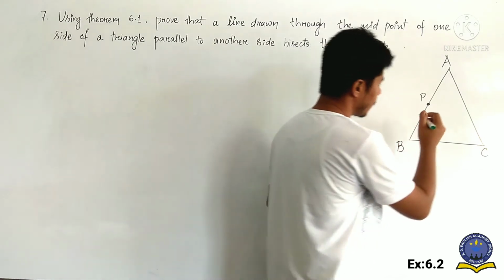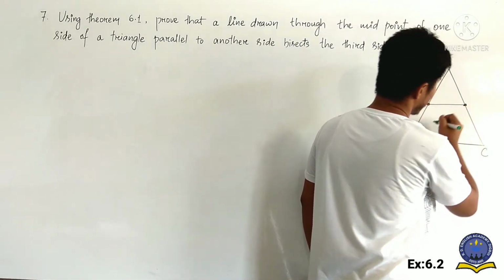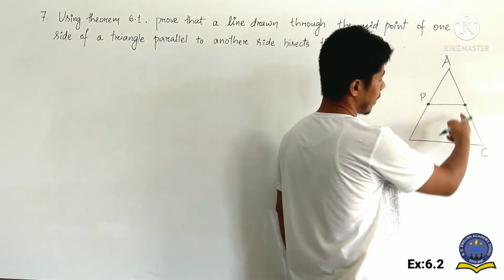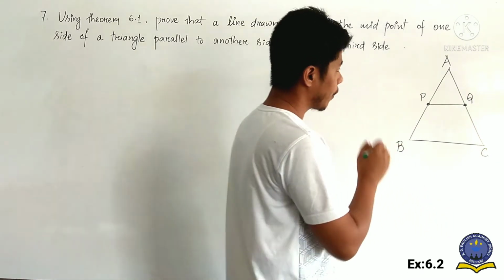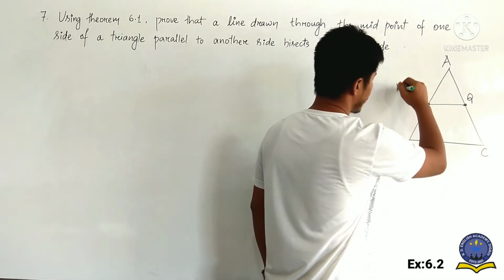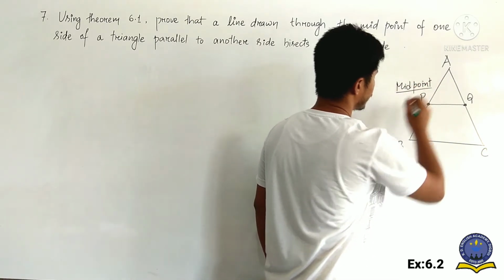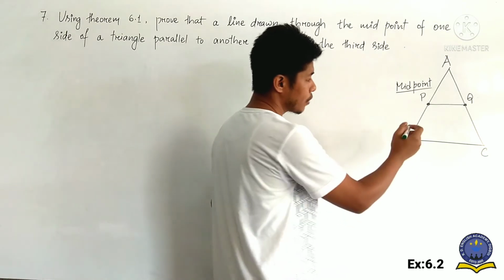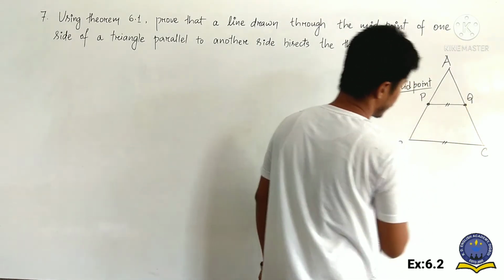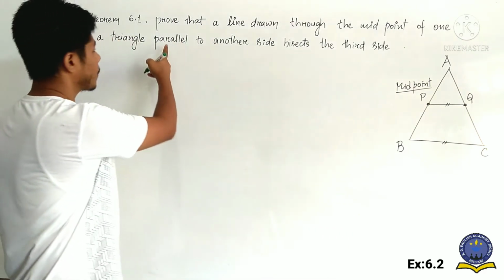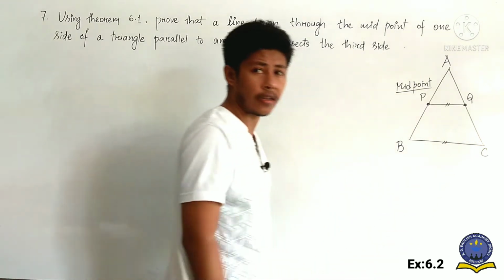For example, through this P we draw a line, and suppose the line intersects AC at this place. Suppose we denote this point as Q. According to your question, P is given as the midpoint. As well as, this line PQ is parallel to another side. That means PQ and BC are given parallel.